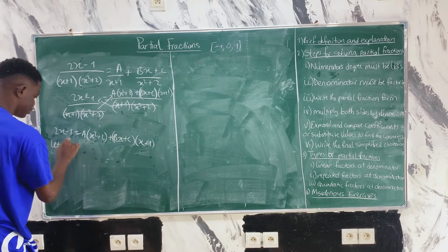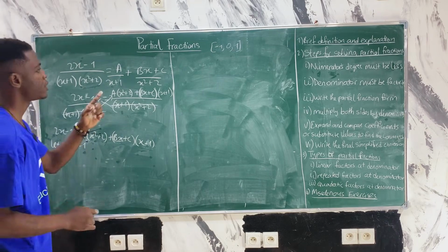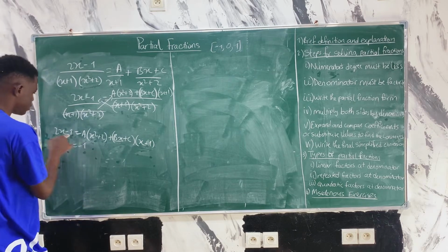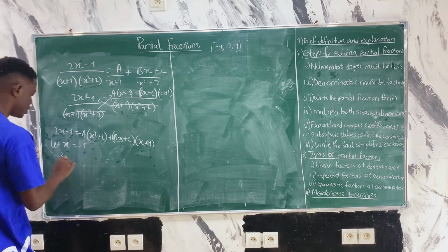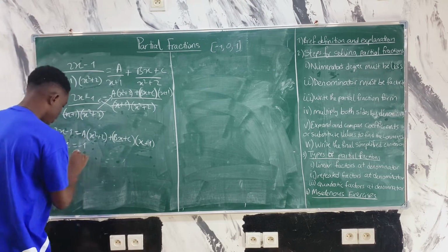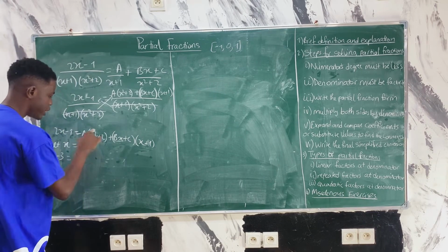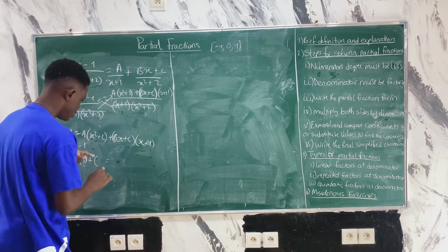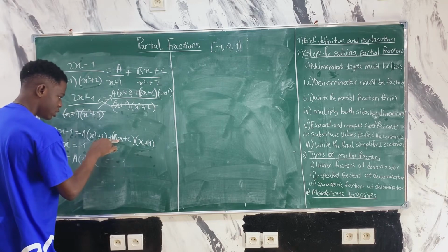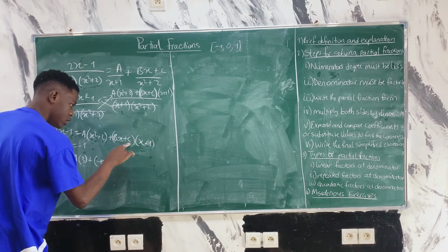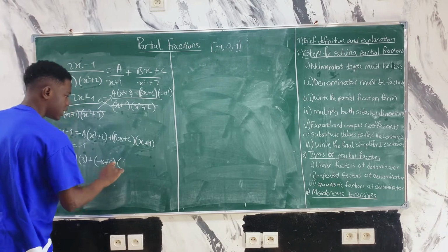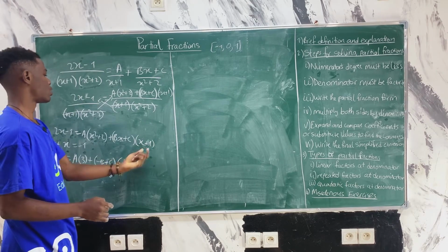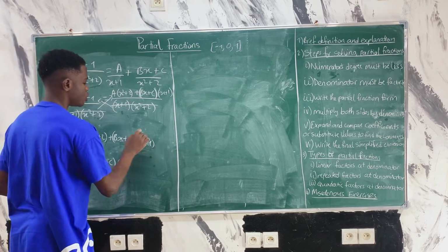I'll let x first to be -1. When I let x to be -1, I replace my -1 here. I have -1 times 2 is -2, -2 minus 1 is -3. -3 will be equal to a into -1 squared is 1, 1 plus 2 is 3, plus b into -1, -1 times b is minus b, plus this c times -1 plus 1. You can see that -1 plus 1 here will cancel. -1 plus 1 will give 0.